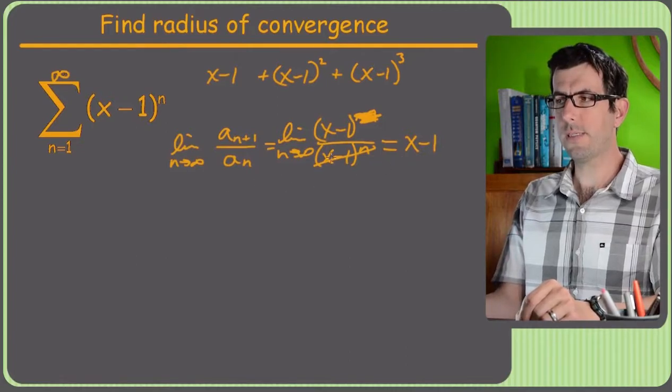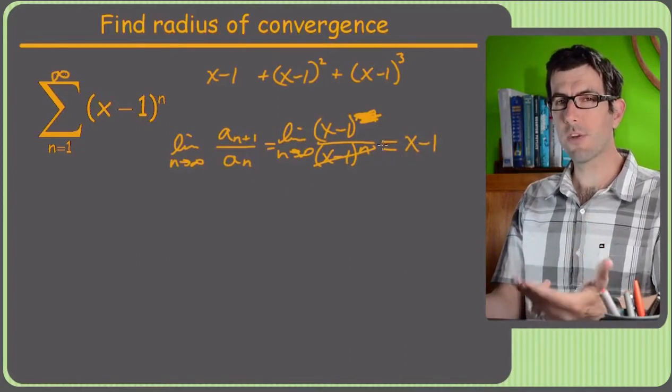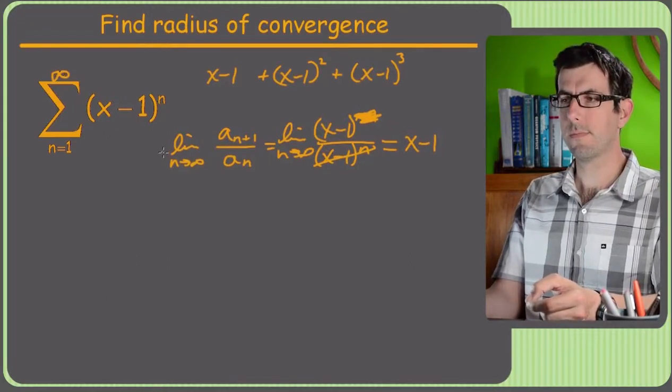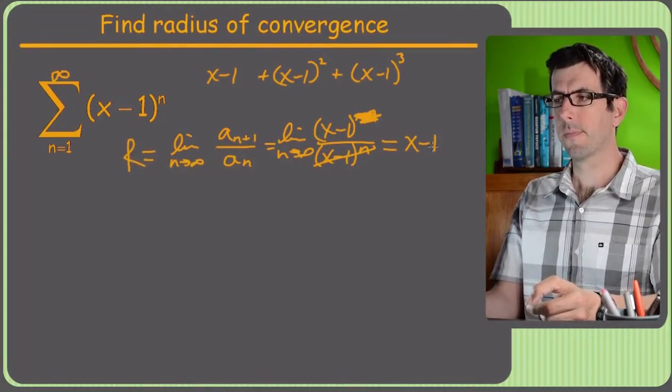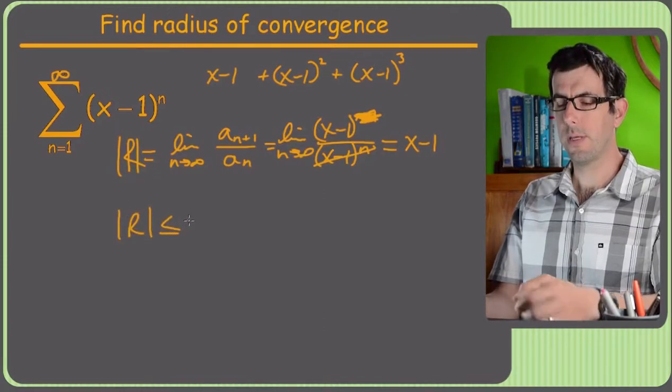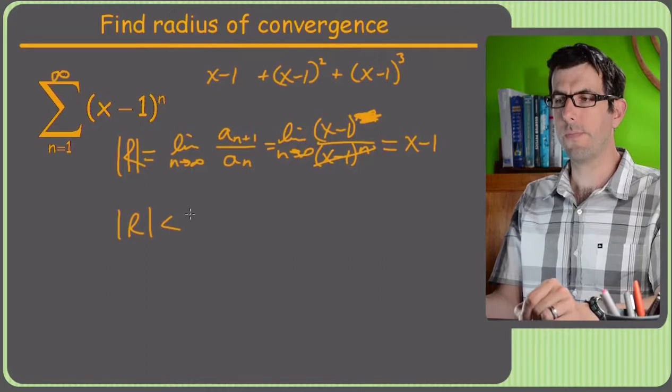All right, so now the ratio test says that this thing would converge if whatever we get for r is less than 1. So if the absolute value of r is less than 1, I should say, not less than or equal to 1, is less than 1, then the series converges.